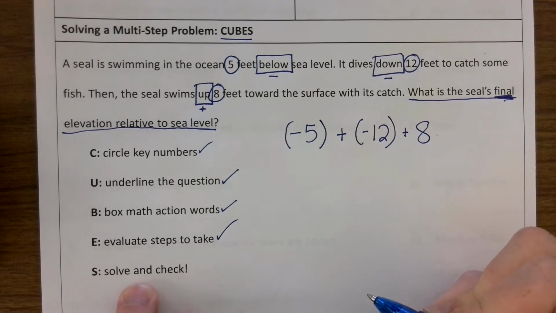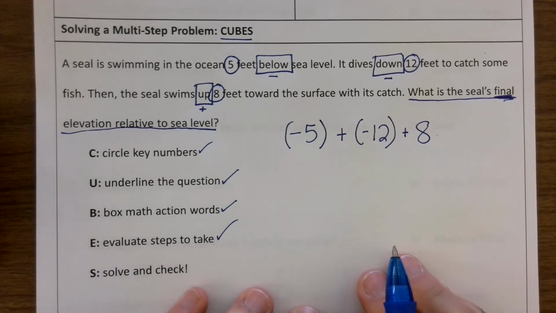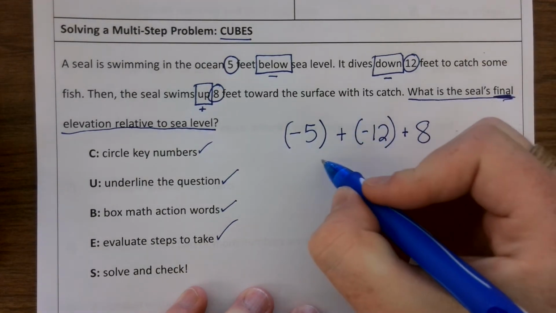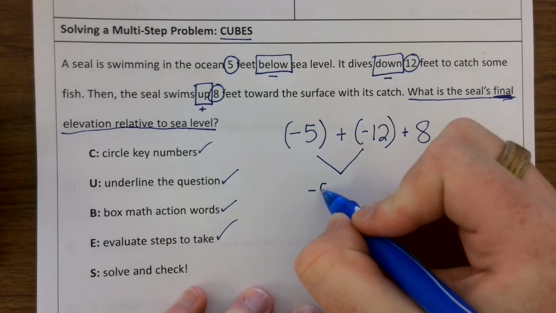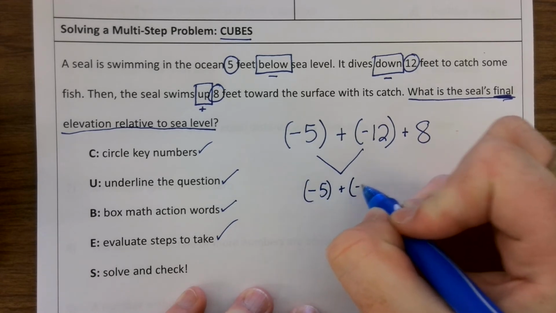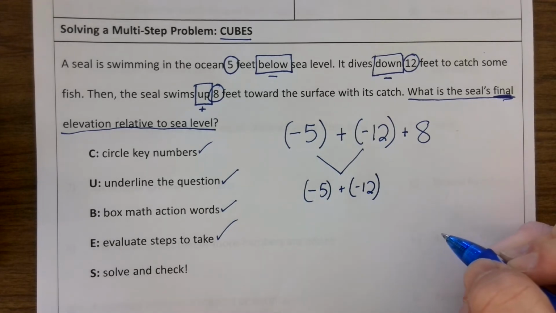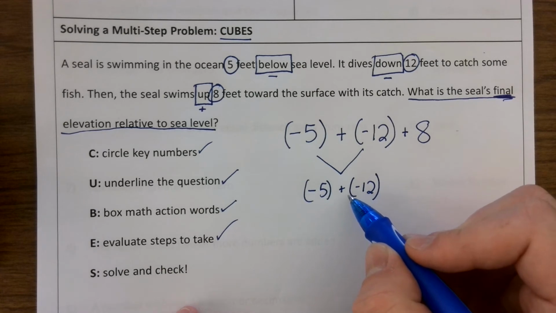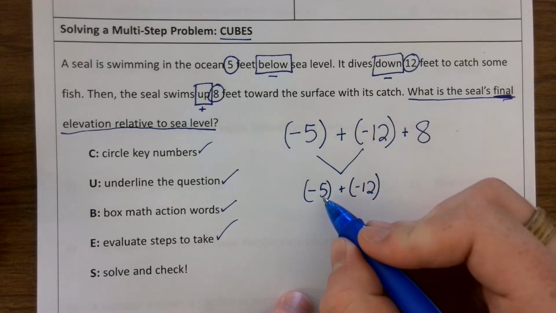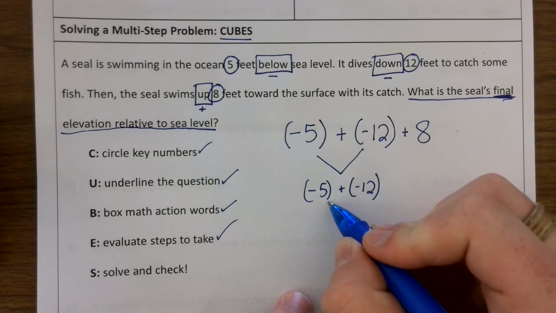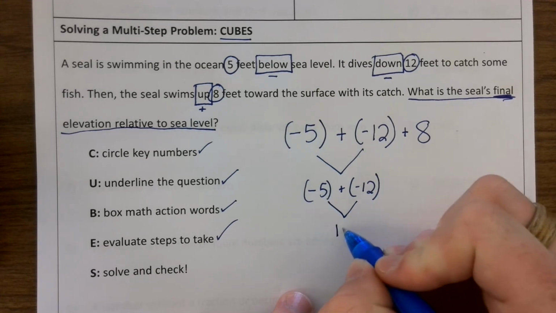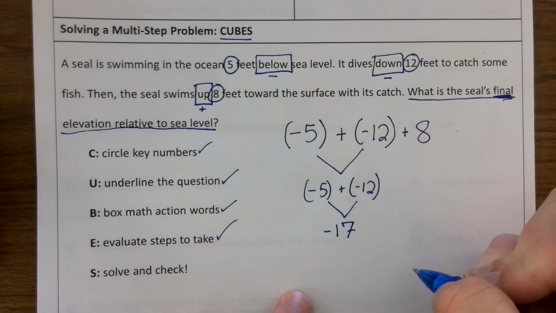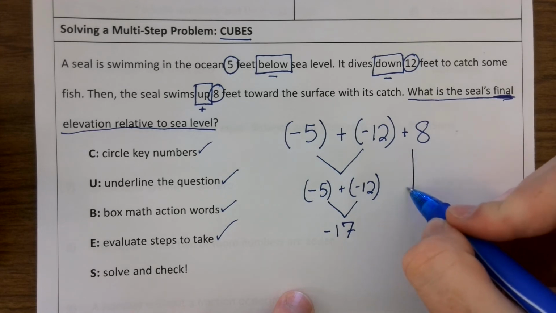Our last step is to solve it. Now, we're used to solving just two values at a time, so we're going to ignore this last one. We're just going to do negative 5 plus negative 12 for starters. We know how to do this. We've got two negatives, same signs, add and keep. So 5 plus 12 gives me 17. And they're both negative, so I'm going to put a negative sign on the front. We still have this plus 8, so I'm going to bring that down.